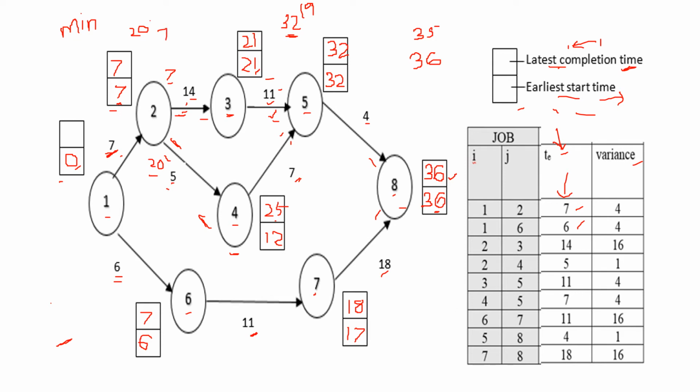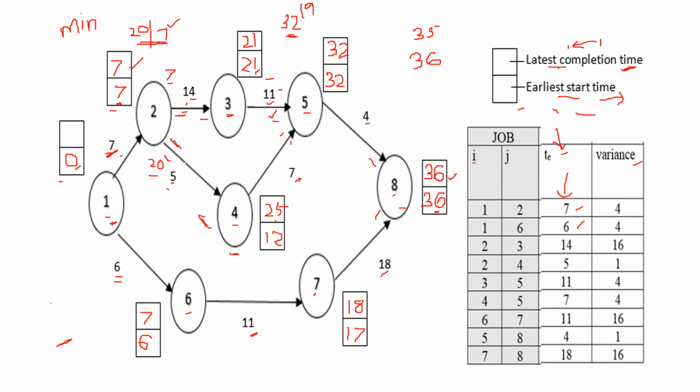And same case from 3 to 2, that is 21 minus 14, and that is 7. Now see, two values are there. So we have to take any one. For backward pass, we are taking the minimum value. So 7. Now again, same is the case for this node 1 also.